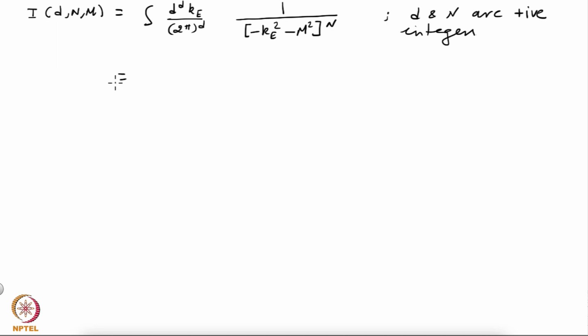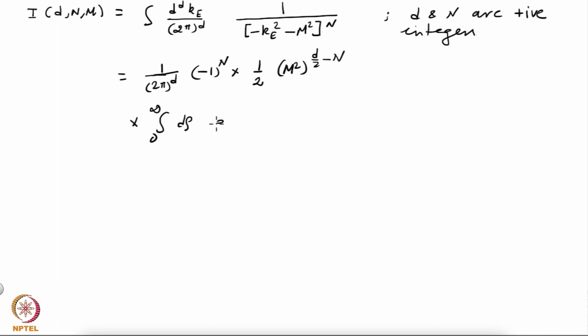So substituting whatever we have written on the previous page, we get the following. 1 over 2 pi to the d minus 1 power n into half m square to the d over 2 minus n, times the rho integral, which is d rho power d minus 2 over 2, 1 plus rho power minus n, times integral d omega d minus 1.